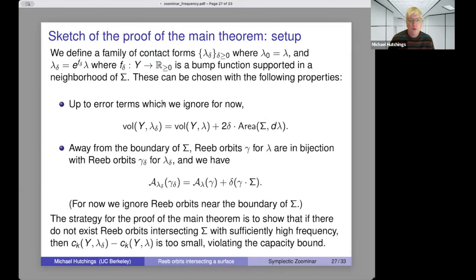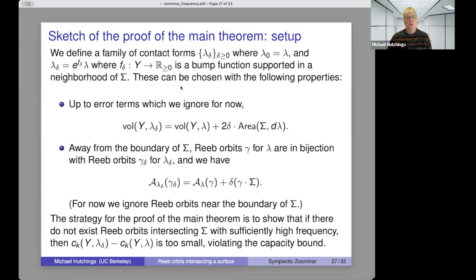So if you accept that we have all the technology, I can now start a sketch of a proof of the main theorem. So the idea is I'm going to change the contact form and see what happens. And when I change the contact form, it's going to change the spectral invariants. It's also going to change what the Reeb orbits look like. But I'm going to change the contact form in a very controlled way.